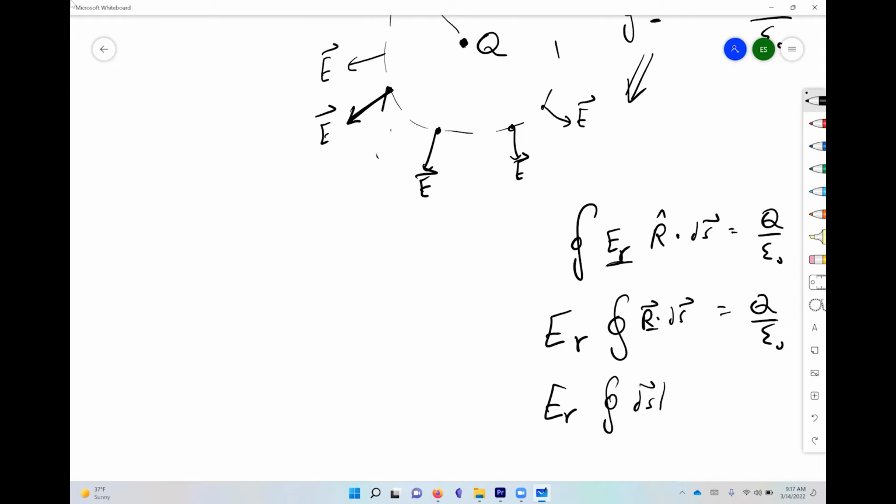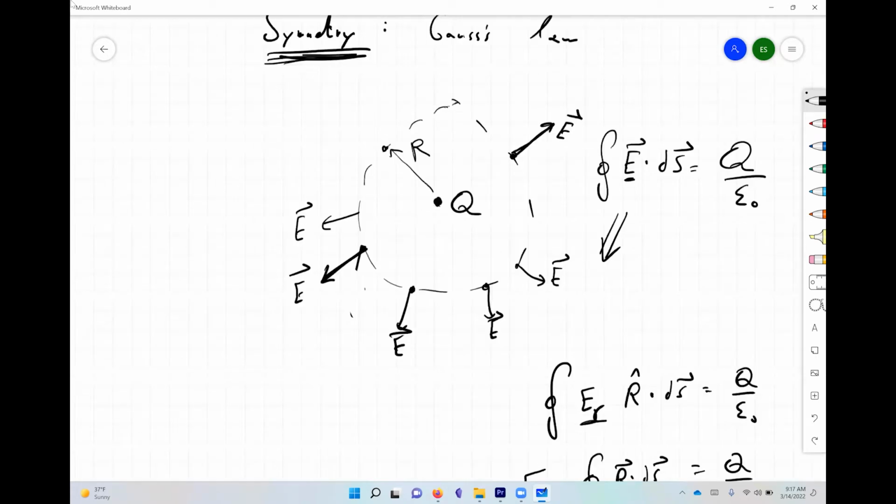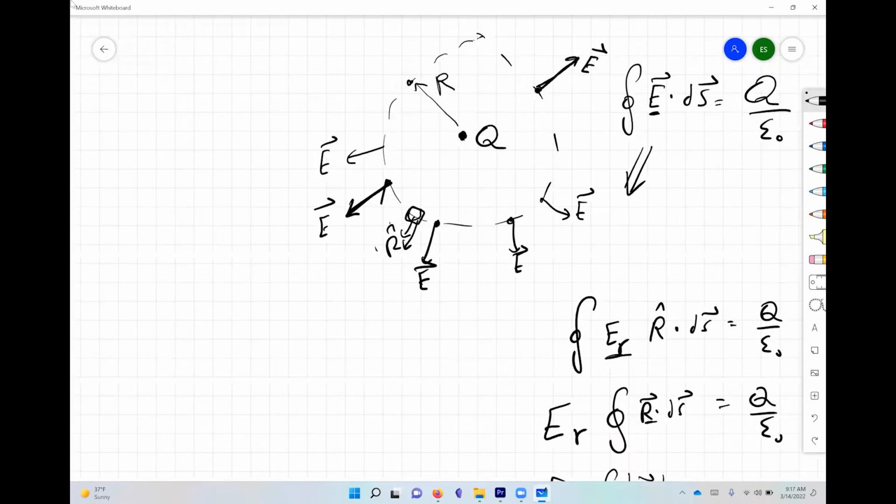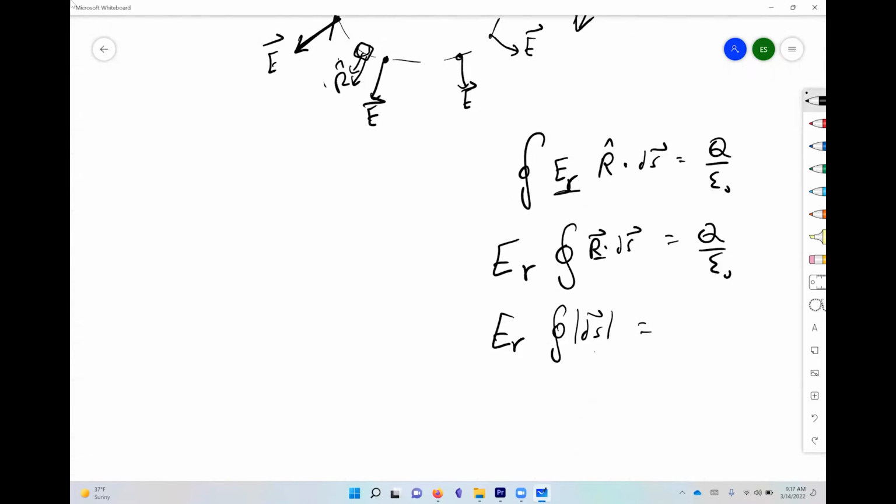So this is going to be the magnitude of ds, right? What is the angle between r hat and ds? This is a surface element. The surface element is pointing in this direction, so they have the same direction. So the cosine between them is 1, right? Cosine 0 is 1. So this integral is essentially the area of the sphere. What is the area of the sphere? 4 pi r squared.